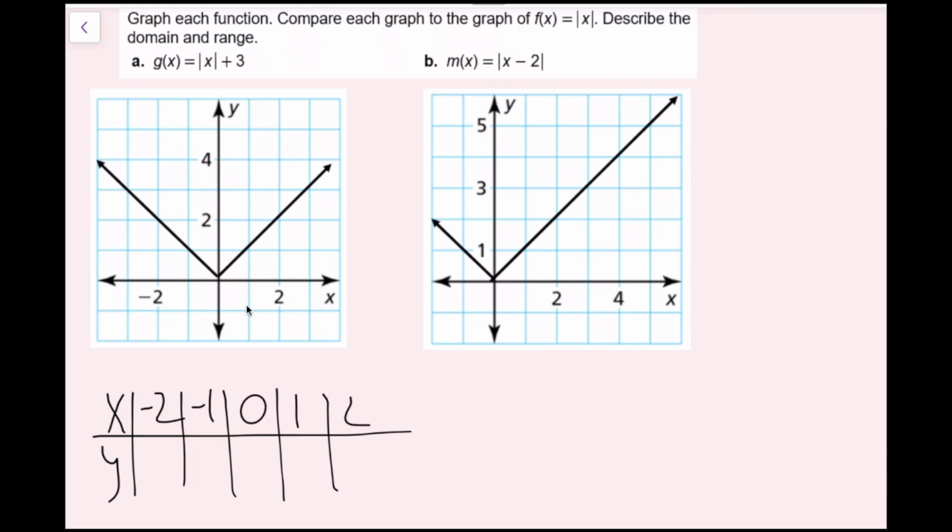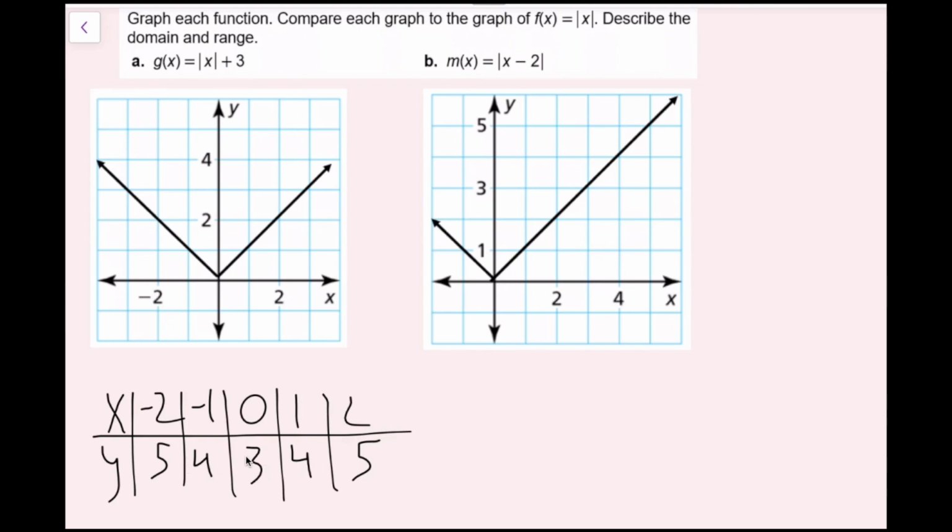Okay, so when I plug in negative 2, the absolute value of that is positive 2, plus 3 is 5. And then if I plug in negative 1, I get positive 1 in the absolute value, plus 3 is 4. Plug in 0, this whole term drops out, I just get 3. And then if I plug in 1, the absolute value of 1 is 1, plus 3 is 4. And then I'll plug in 2, absolute value of 2 is 2, plus 3 is 5. Okay, if you notice, at 0 right here, this is symmetrical. At my vertex point, my y values are symmetrical.